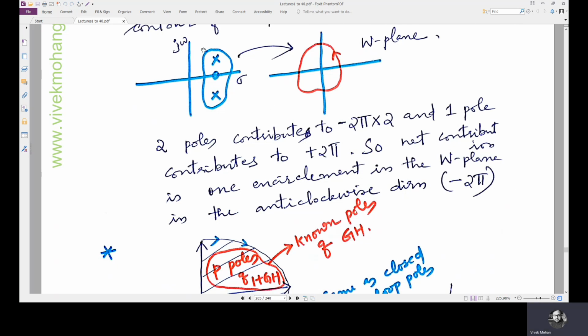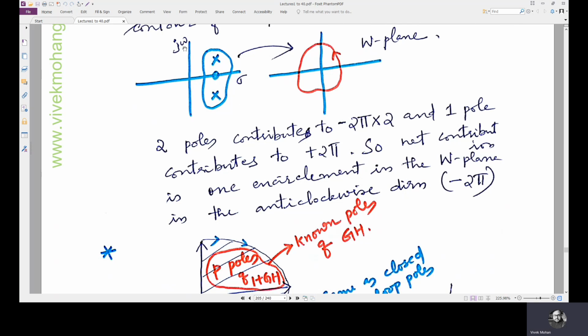Now, the contour we are going to enlarge. We are going to consider this contour as the entire RHP including the imaginary axis. This is the contour of interest, right? Because we want to see whether any S value is there inside this particular contour.